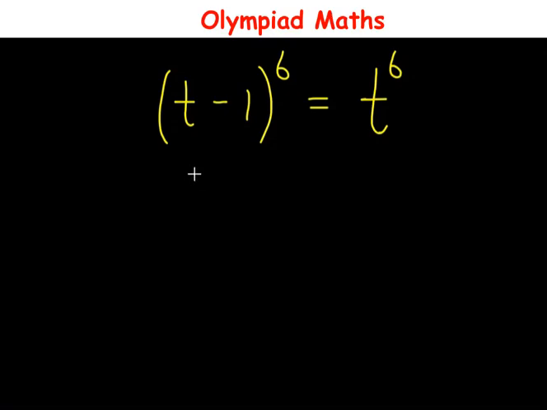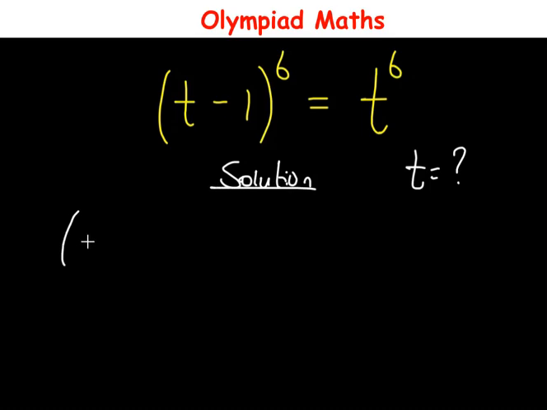Hello everyone, in this video let us solve this question. We have (t − 1)^6 = t^6, and here we have to solve for the value of t. So t is the unknown we have to solve for. Now to solve this, solution.